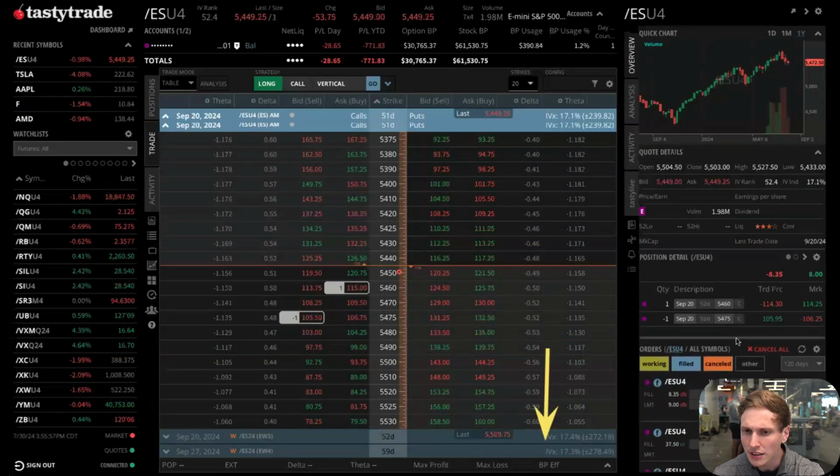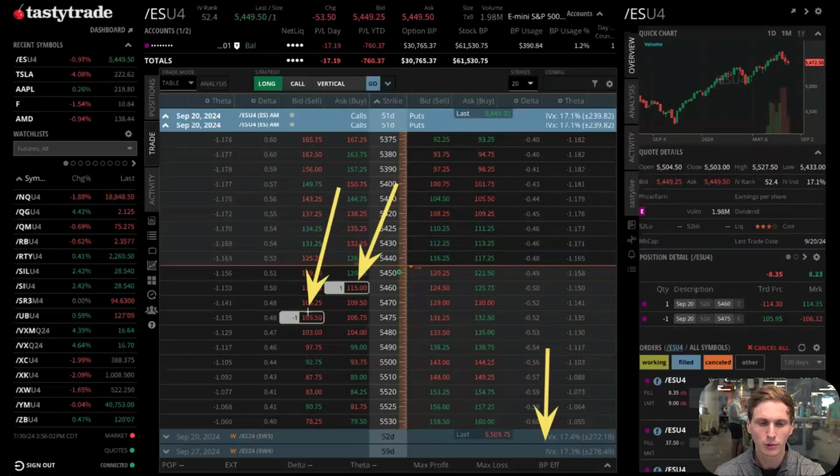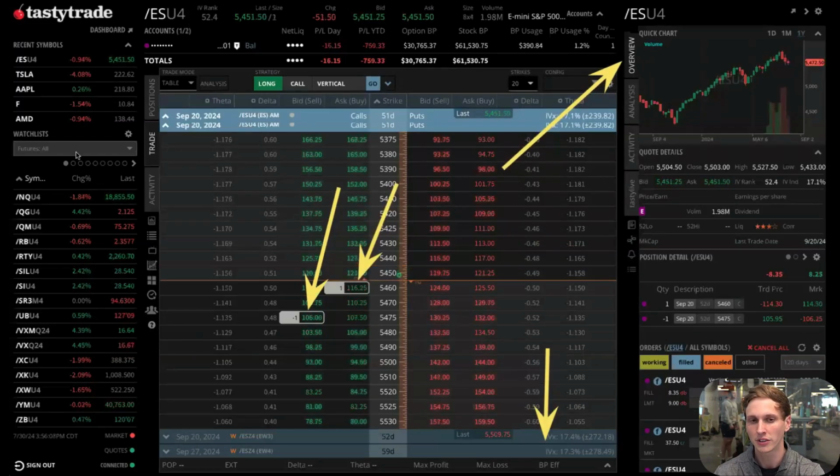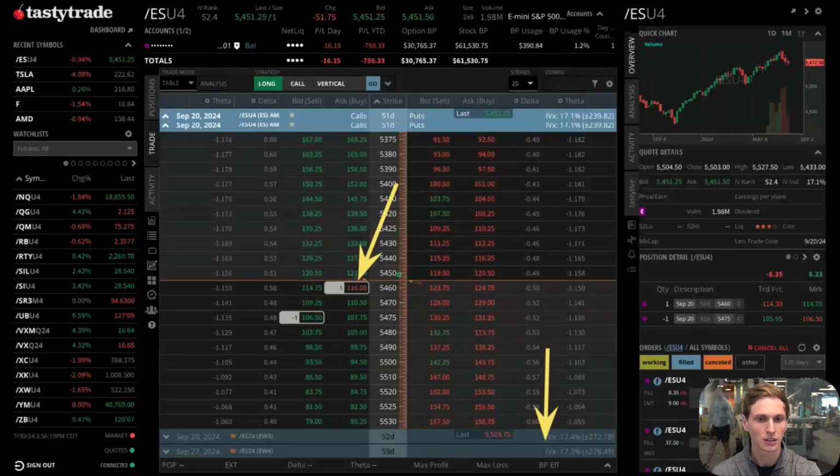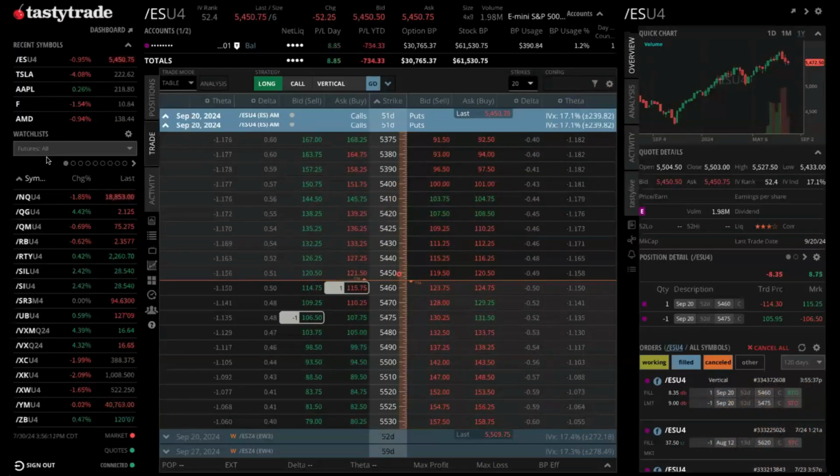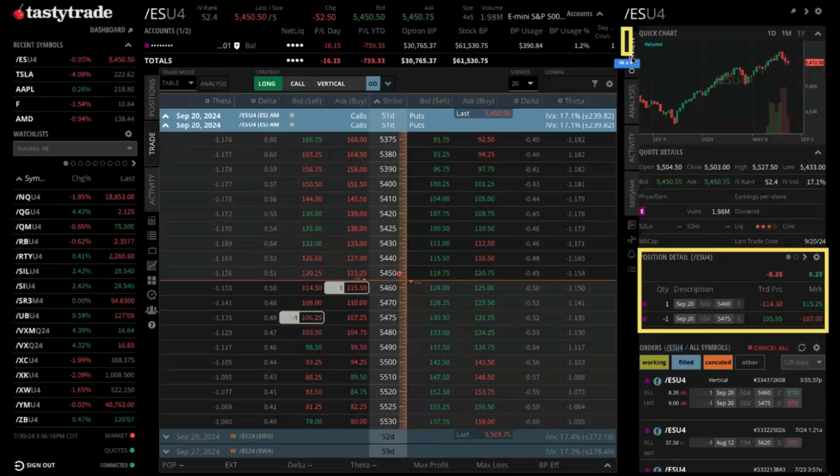What's really nice here is that we place that trade in our options table. We're going to see our open positions. Additionally, on our right side panel here under the overview section, we will see our position details. So this is in the overview tab. We'll see our position details. So we can see that open position that we just opened.